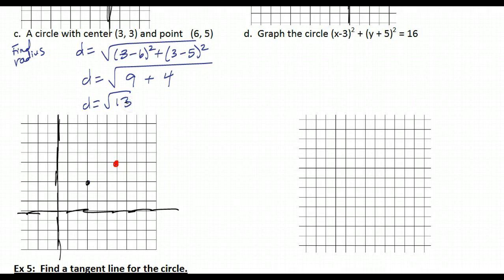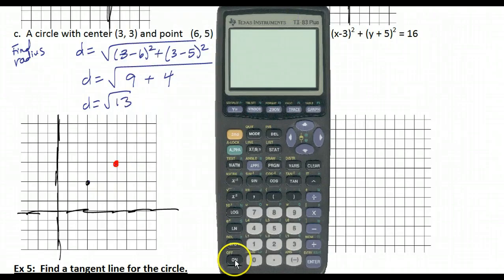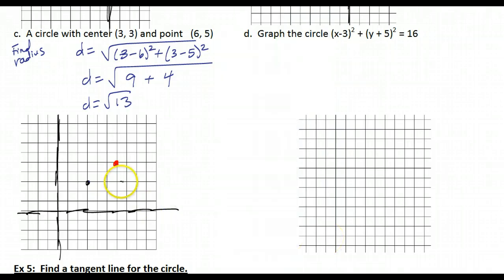And that doesn't really help me that much. So let's find what that is as a decimal. I know it's going to be less than 4. Okay, 3.6. So I'm going to do my best to approximately draw 3.6 in each direction.